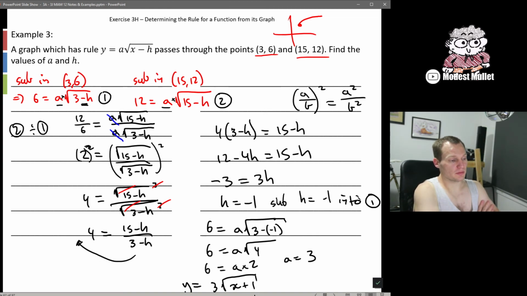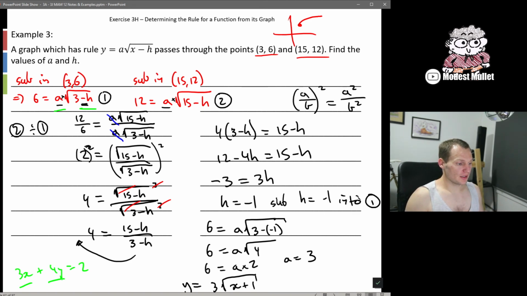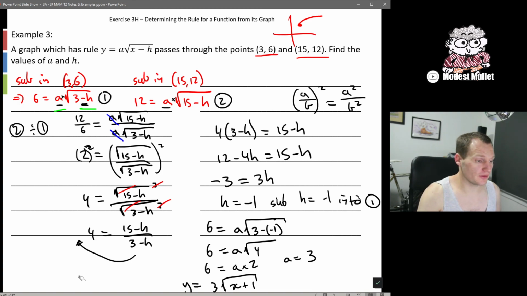So the new bit in that is probably the trick around dividing simultaneous equations. You can do that when it's a product, and because the two variables in this case are a and h, the h that is inside that square root is multiplied by our other variable. Normally with simultaneous equations, we're used to like 3x plus 4y is equal to maybe 2. Two variables are separated by an addition or subtraction. In this case, they're not. They're separated by multiplication. So the division trick is very handy to get rid of it.